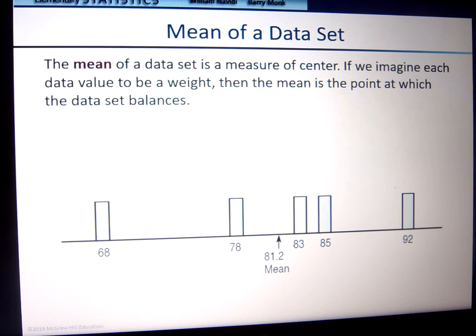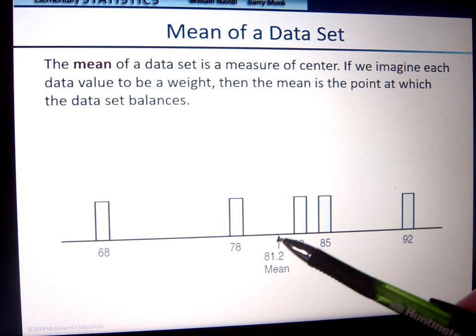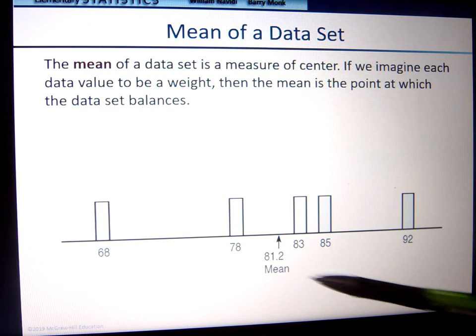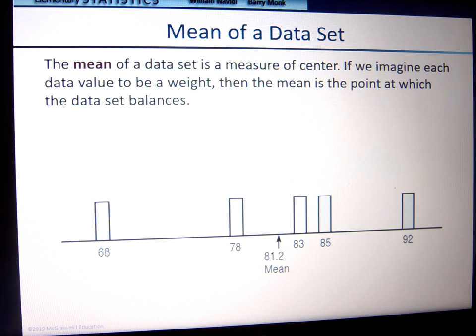The mean of the data set is a measure of center. We imagine the data set to be a weight. Then the mean is the point at which the data set balances. And we're going to take a look at these numbers here several times in this slideshow. These are grades of 5 exams. And we can see that the mean here, consider this like a fulcrum point. If these were all weights and their values were weights, it would balance right here at the mean of 81.2.